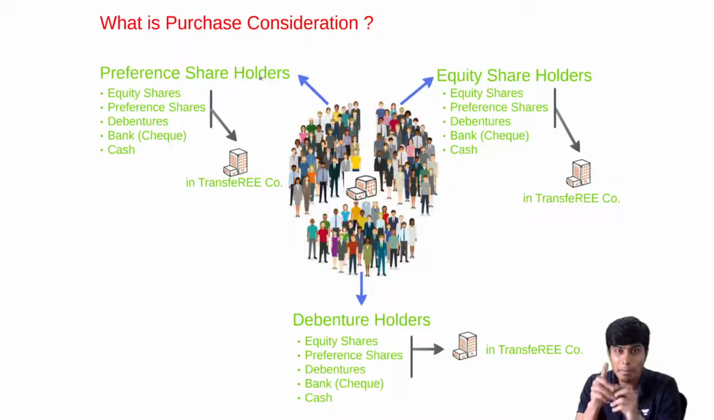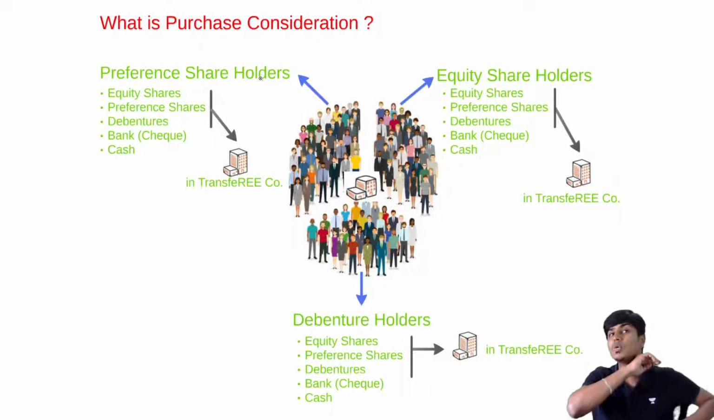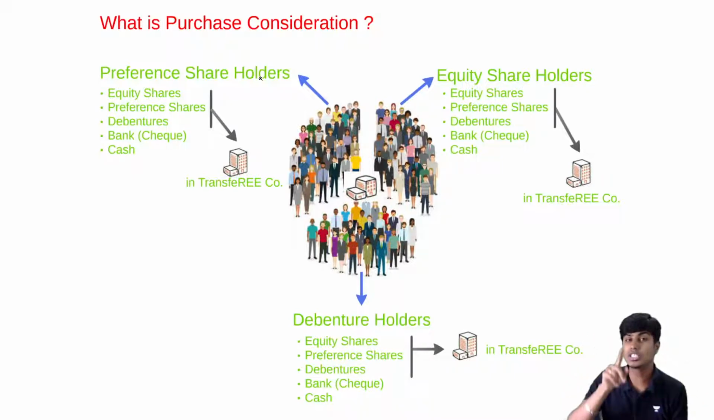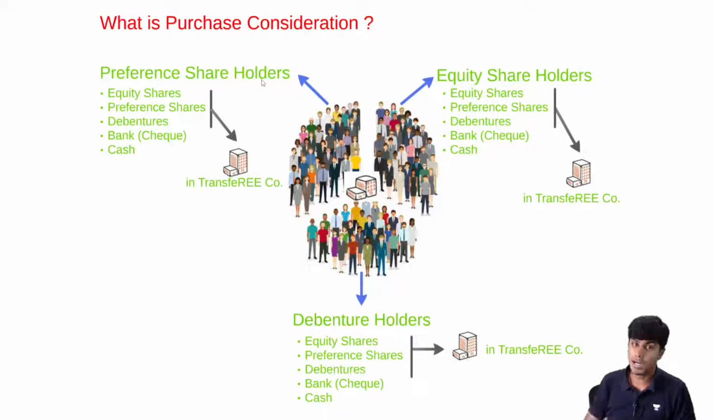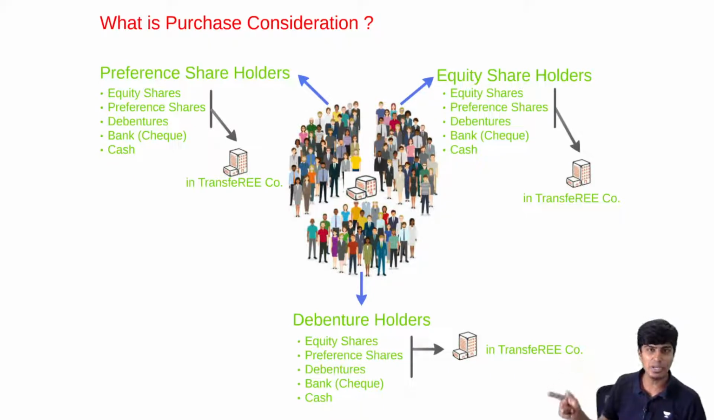It is still PC. But to debenture holders of the transferor company, no matter what you give, it is never PC. So it's about to whom you are giving, not about what you are giving. Even if you give debentures to equity shareholders of the transferor company, it is PC. But if you give equity shares to debenture holders of the transferor company, not PC. Why? Hey, you acquired their business, you acquired their assets and liabilities. So what you give is PC.